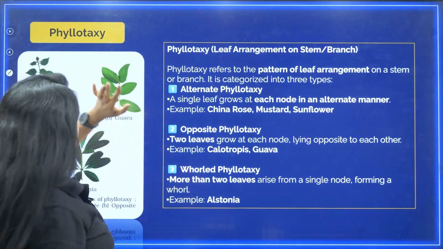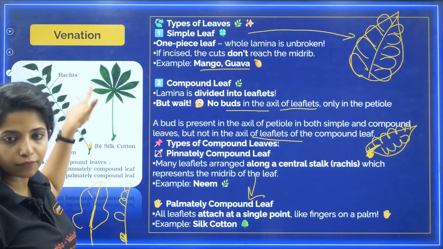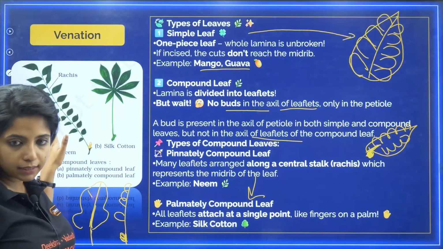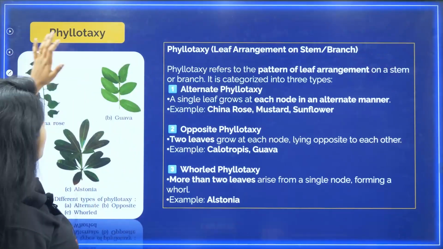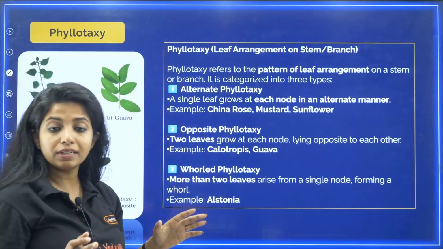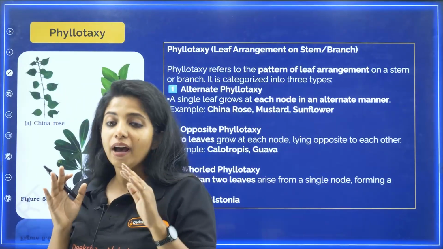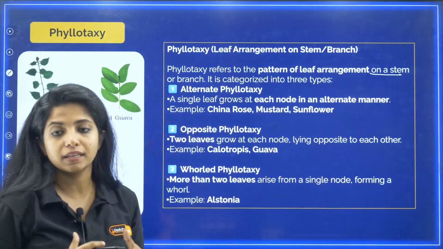I don't want to confuse you. In that case, we were talking about a single leaf. How does it look? The leaf can be divided into smaller parts like this in compound, or it can be a simple leaf like the one I showed you earlier. Now we are talking about how these leaves are arranged on the stem. So phyllotaxy refers to the pattern of leaf arrangement on a stem or basically a branch.